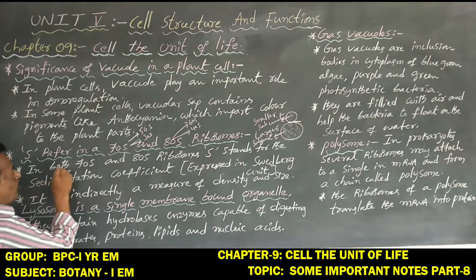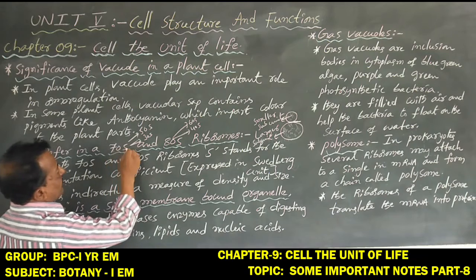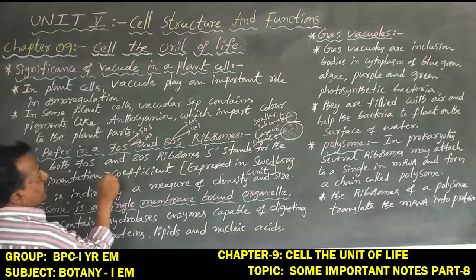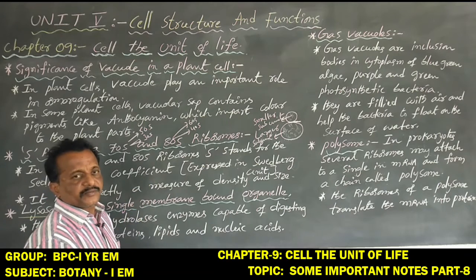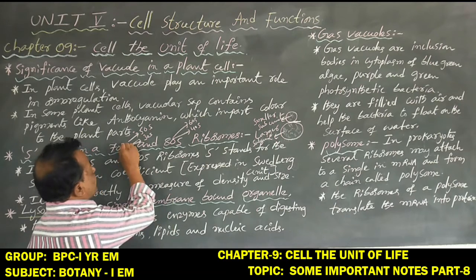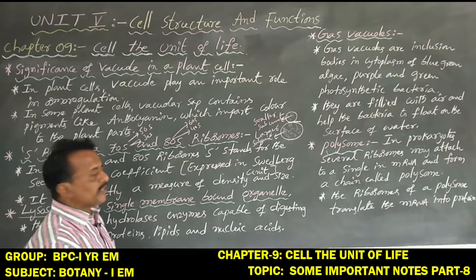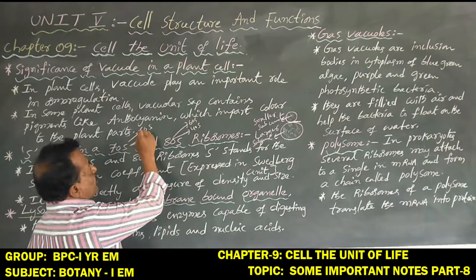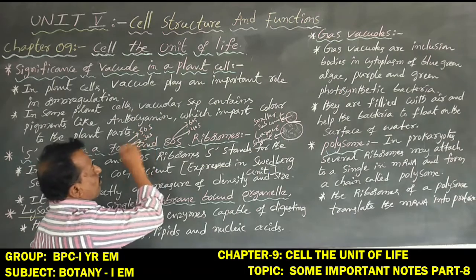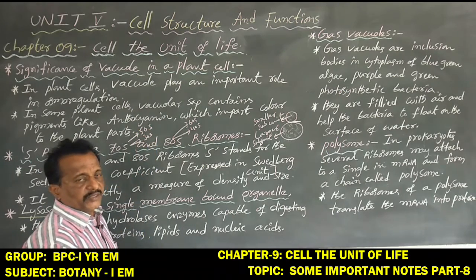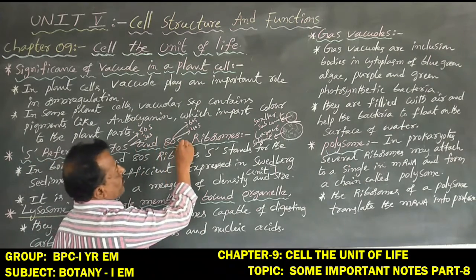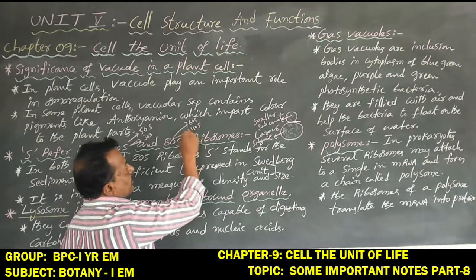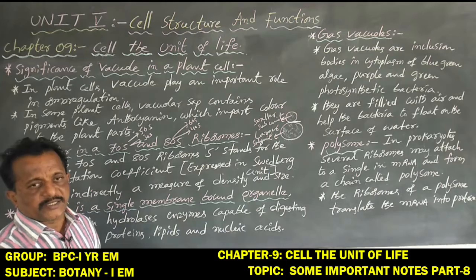In both 70S and 80S ribosomes, S stands for the sedimentation coefficient. On the basis of sedimentation coefficient, the 70S type of ribosomes are divided into larger subunit 50S and smaller subunit 30S. And the 80S type of ribosomes are divided into larger subunit 60S and smaller subunit 40S.